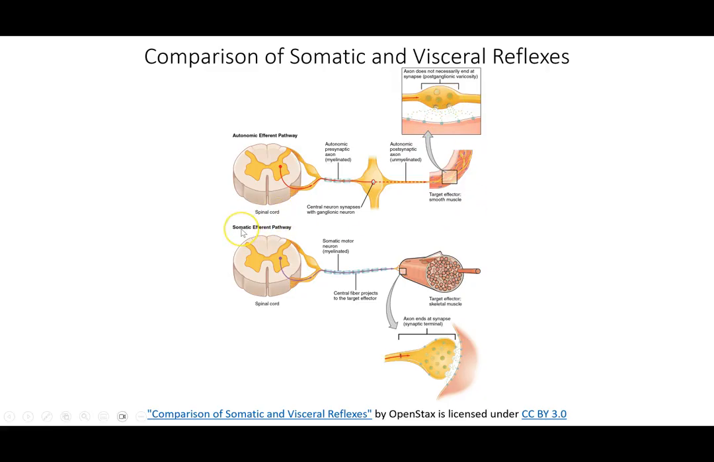Whereas the somatic efferent pathway may be originating in the same area of the spinal cord, but its pathway through that nerve is different, right? So we still have that myelinated axon, but it's just that axon. And it'll go until it reaches that skeletal muscle fiber to release those neurotransmitters at the synaptic terminal.